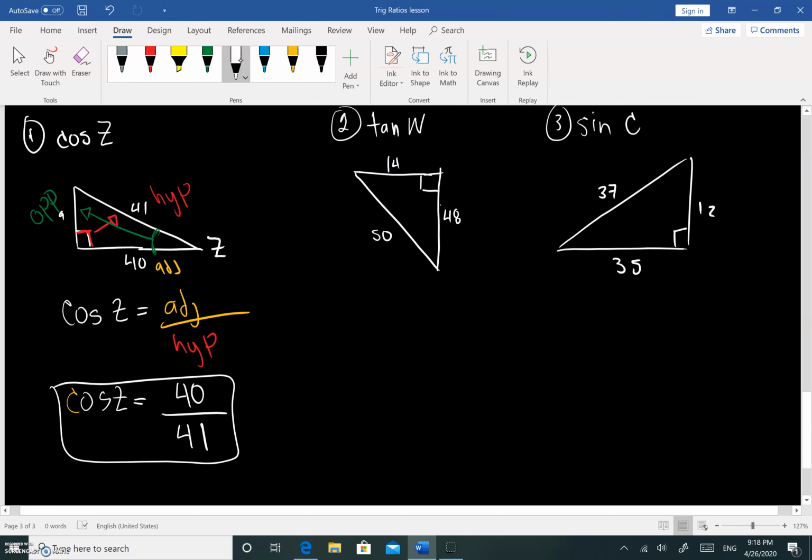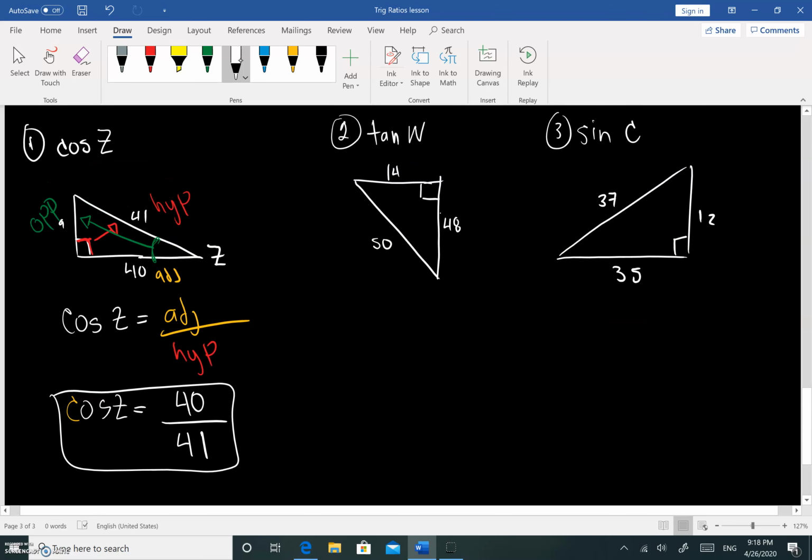Now, in some programs, they might ask you to go ahead and write it down as a decimal. So you would have to put that in the calculator. So 40 divided by 41, and then give the decimal. But in this case, you do not have to do that.